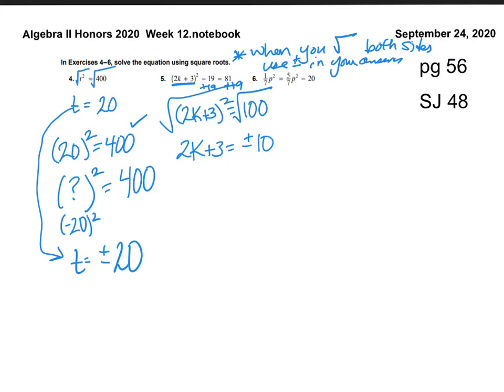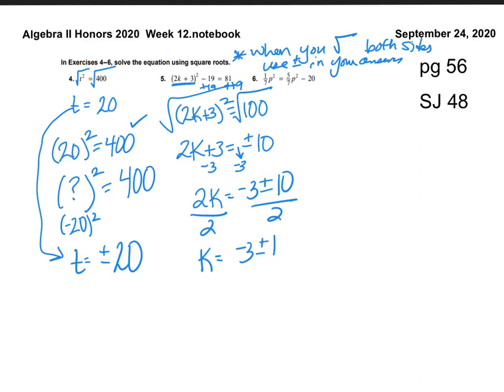The next thing I'm going to do is subtract 3 from both sides. When you subtract or add to both sides and you have a plus or minus, you want to make sure to put the number that you're adding or subtracting before the plus or minus. So negative 3 plus or minus 10. Now I'm going to divide by 2. K is going to equal negative 3 plus or minus 10 divided by 2.